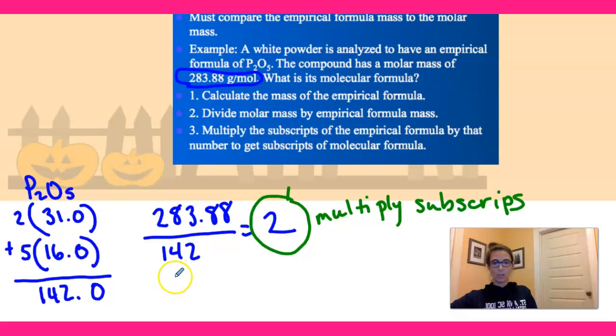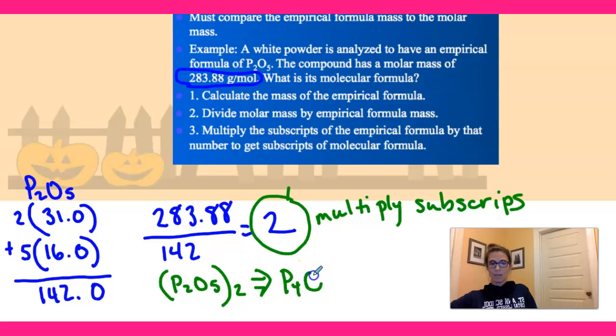Okay, so what we're going to do is just like we saw with our glucose formula up there, we're going to take our P2O5, put that little subscript of 2 there, and let's see what we get. So 2 times 2 is 4. 2 times 5 is 10. So P4O10 is our molecular formula for this compound.